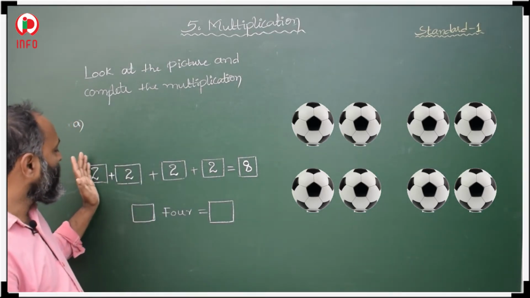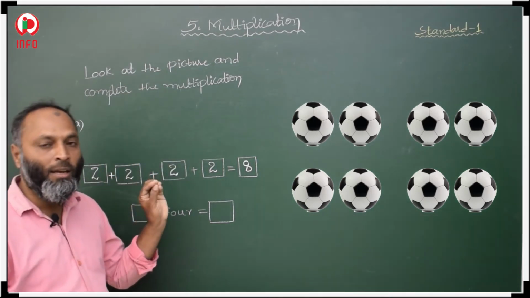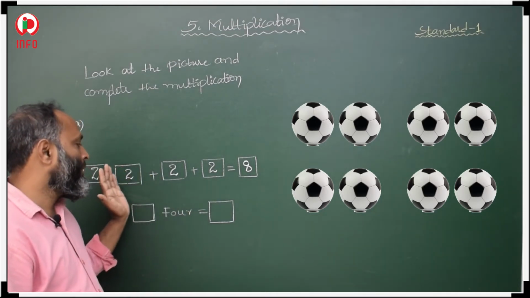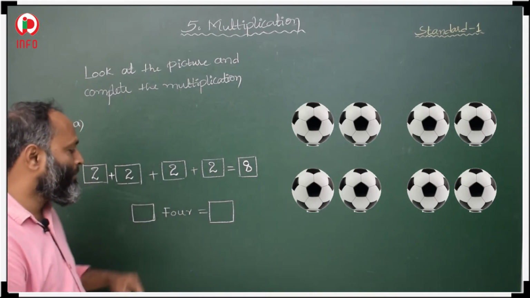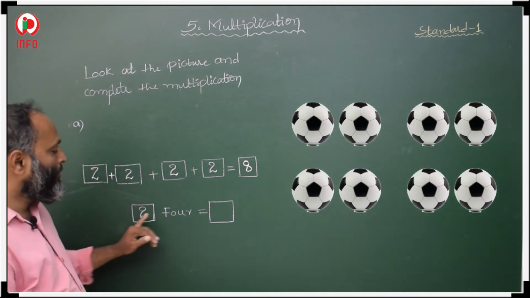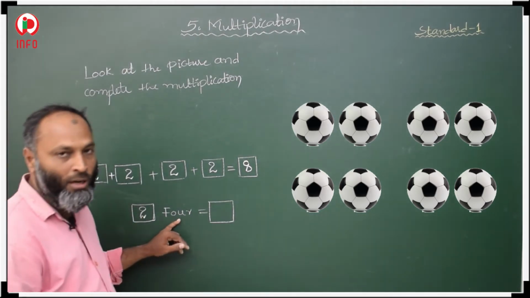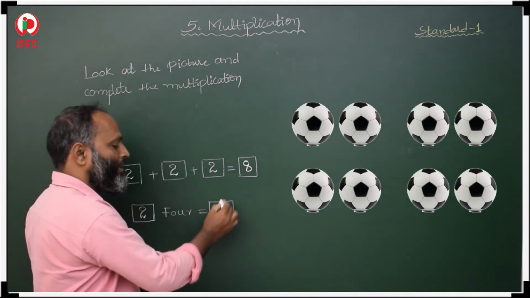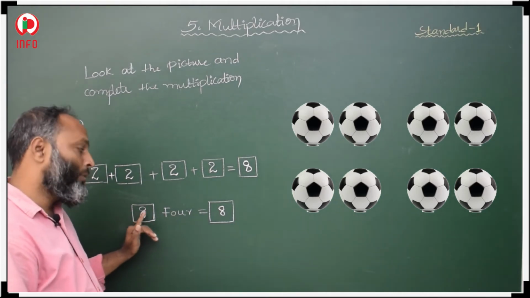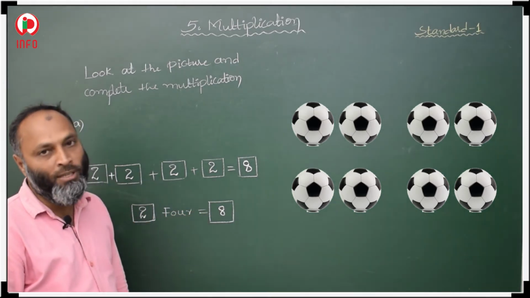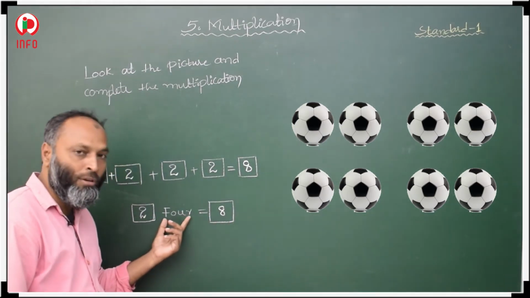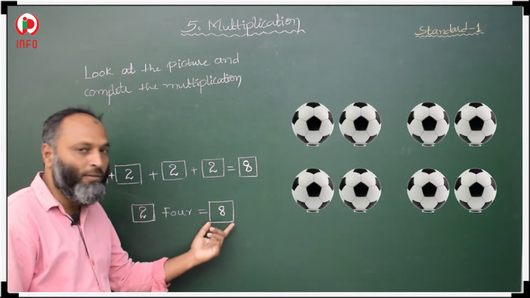Then after adding 2 plus 2 plus 2 plus 2, it means it is continuous addition, which means repeated addition. The same number we are adding 4 times. So which number are we adding 4 times? Number 2. 2 fours are 8. If we add 2 four times, then how many total balls were there? 8 balls were there. That we have to fill like this: 2 times 4 balls is equal to total 8 balls.